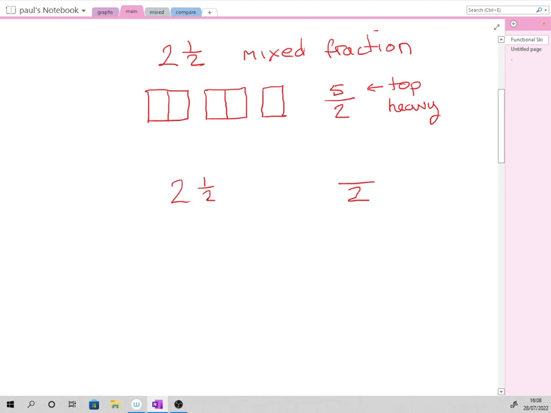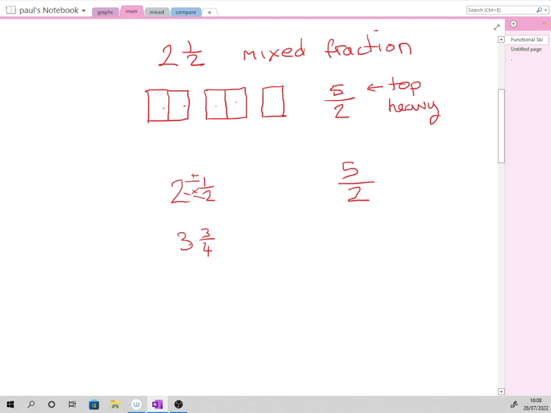So what you do is you take this number here and you multiply the big number. So you take that one and you multiply by that one. So 2 2s are 4, and then you add that one to make 5. So 2 2s are 4 plus 1 is 5. 5/2.